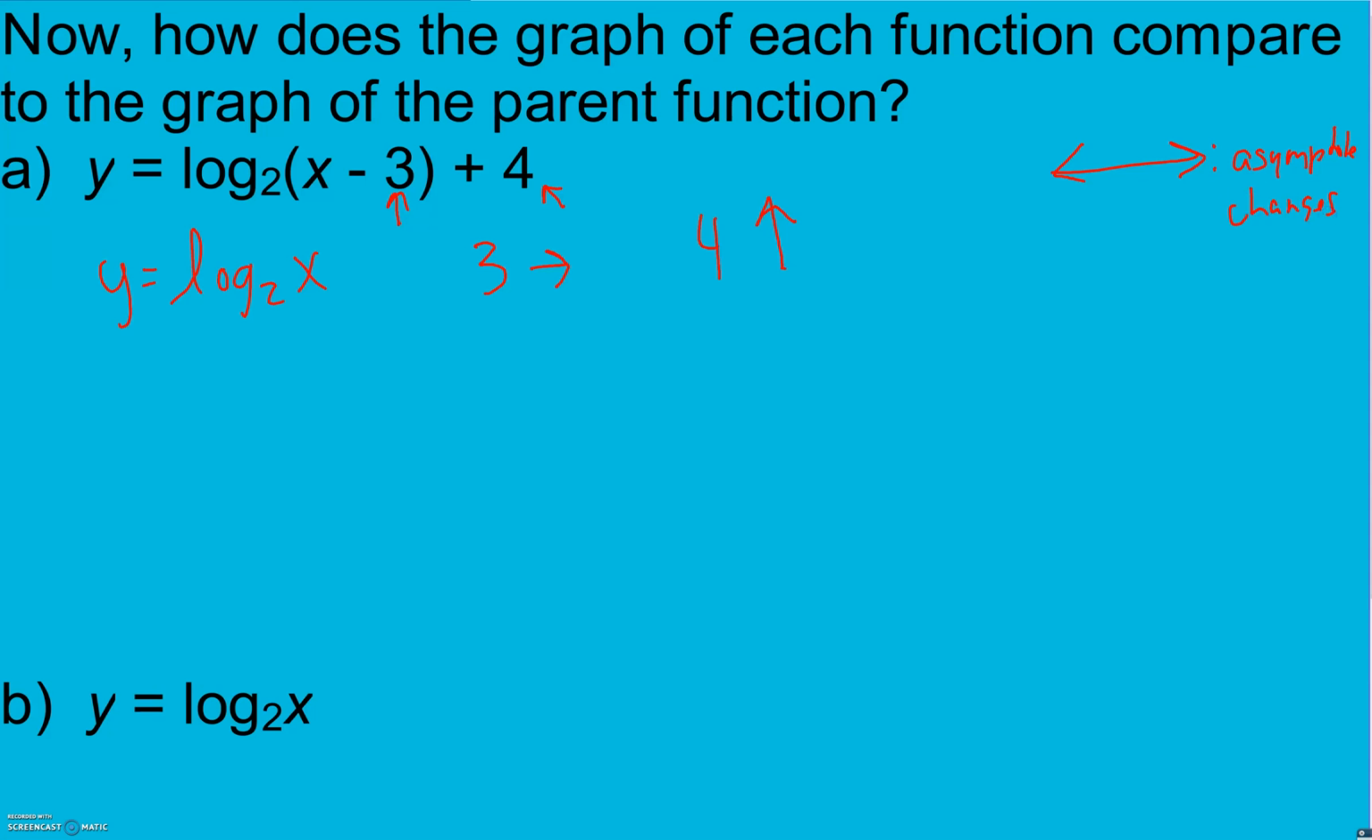And it works the same kind of way. So instead of being at 0, we move it to 3, so 3 is our new asymptote. Same thing with our domain. Instead of being all real numbers greater than 0, it goes to 3. All real numbers greater than 3.